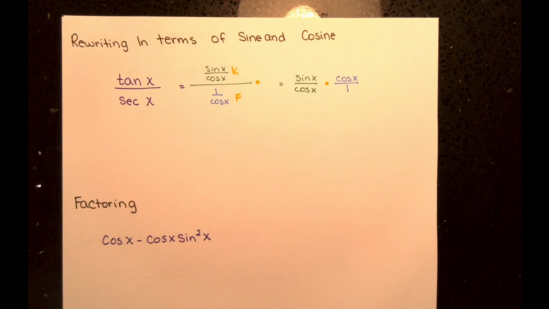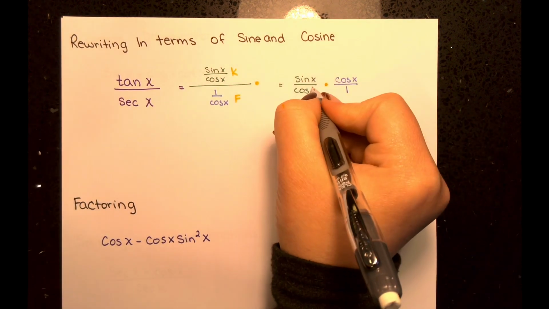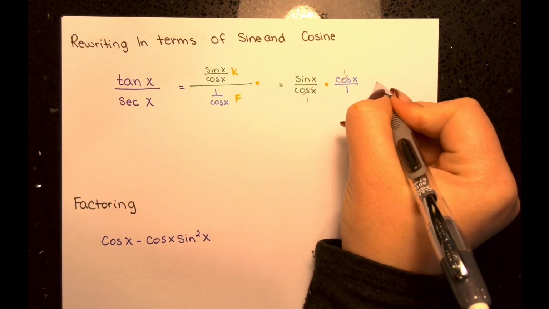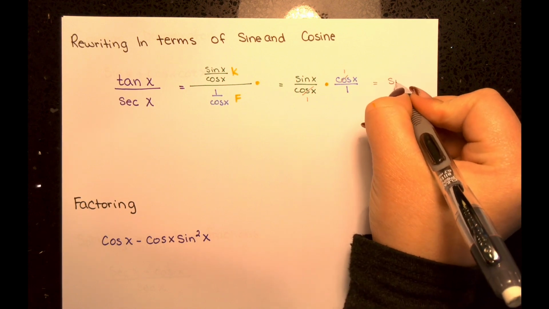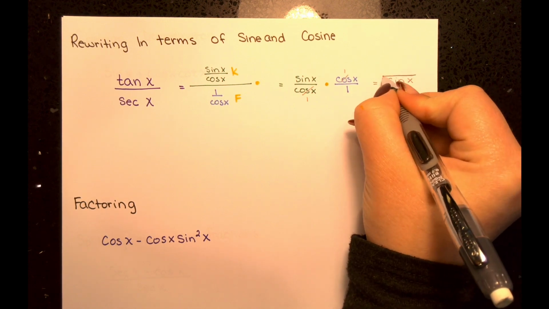Now we get to divide. Cosine divided by cosine is 1. So we have our answer is sine of x over 1, or just sine of x.